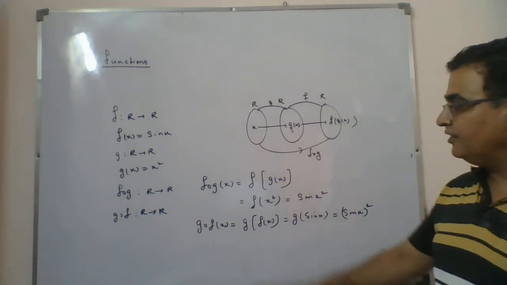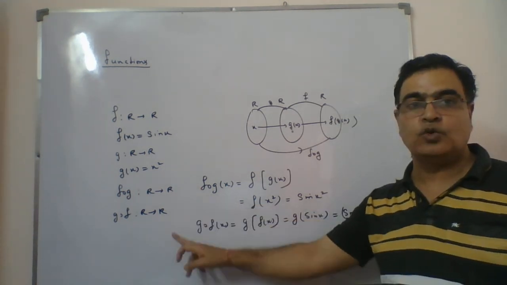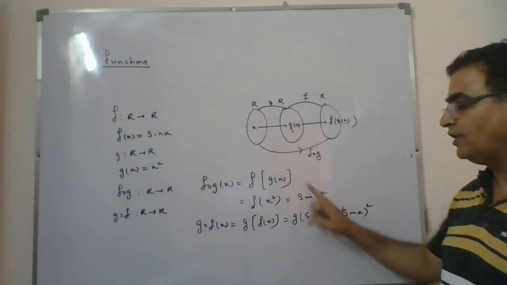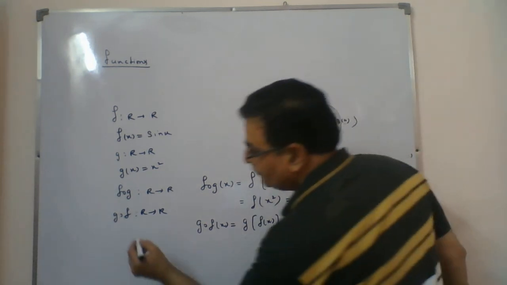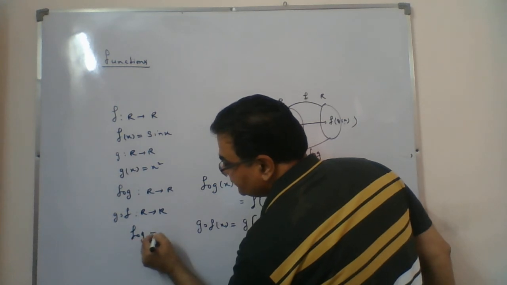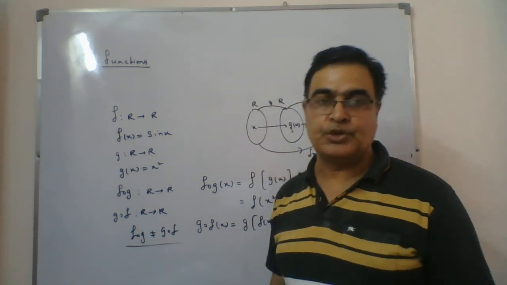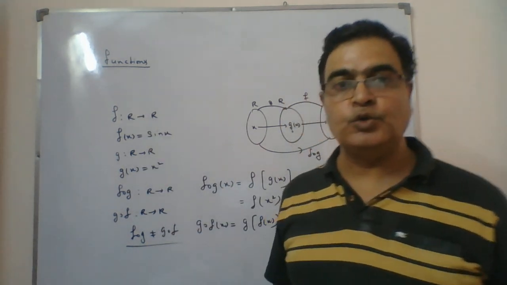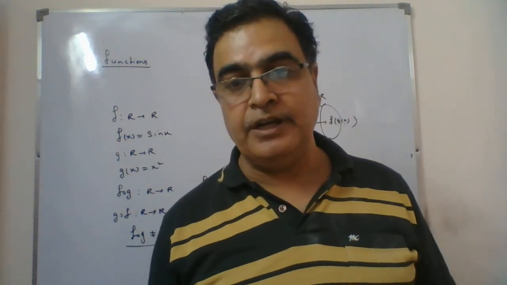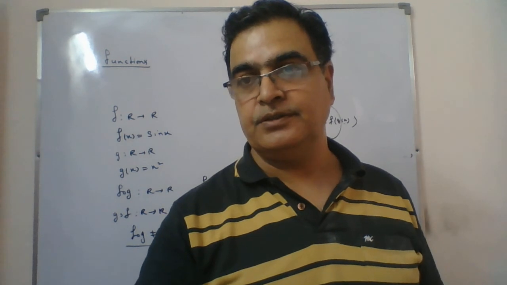So we will say again they are not equal. Their domain is the same, their codomain is the same, but the values of the function are not coming the same. So we will say again f composition g is not equal to g composition f. That also you should remember. So anyway, now you can try calculating f composition g and g composition f. Next video we will go on.